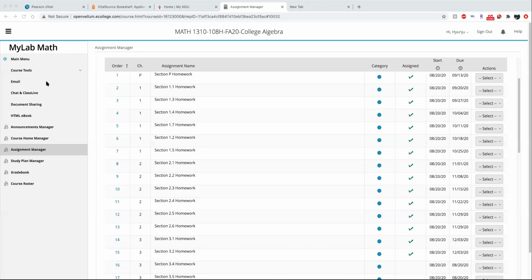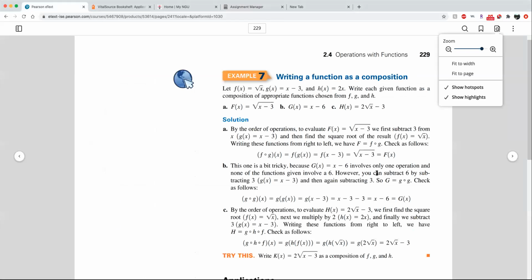Now see example 2 on page 227. Give me a second.